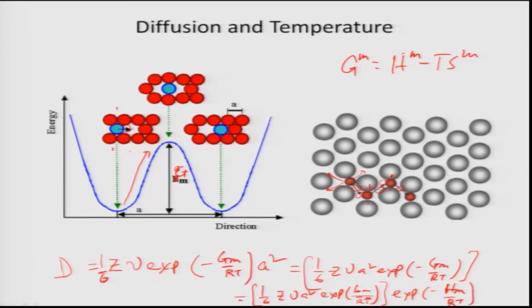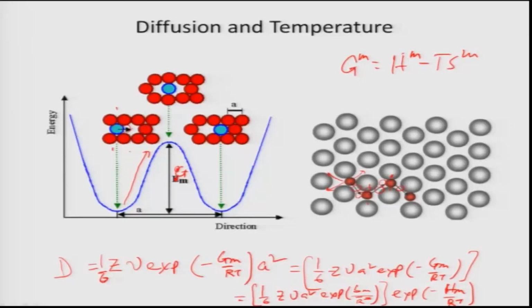The first term is always considered to be constant. The T vanishes because we have already taken Sm by R. Z, the number of vacant sites available to which the atom can diffuse, is also constant. Nu is the frequency of vibration, which is also constant. a is the distance between two lattice sites, which is a constant, and Sm by R is also constant. Sm is the entropy of migration and R is the universal gas constant. That is why this whole thing is a constant.